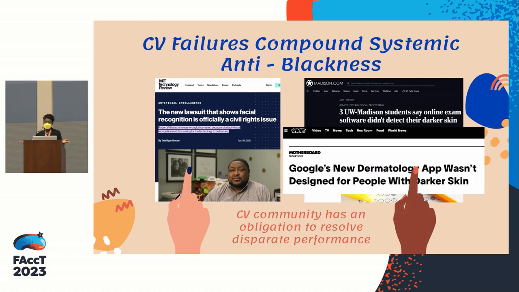So first, I want to explain how CV people got to skin tone annotations. And it begins and ends with how computer vision has failed Black people, and also how these failures compound systemic anti-Blackness. So given this widespread inequality, the CV community has an obligation to resolve these issues.